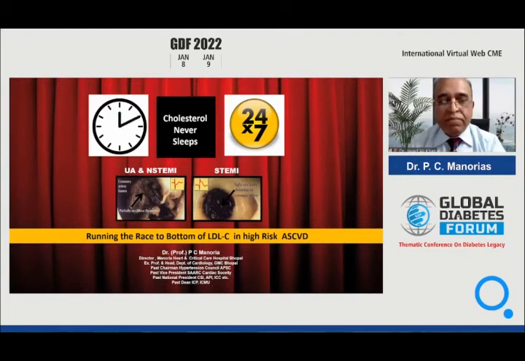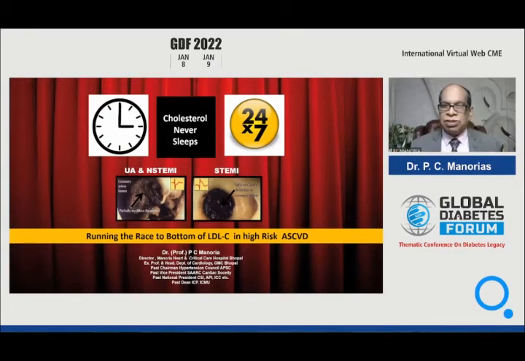All of us know cholesterol never sleeps. It works 24/7 into 365 and is the main culprit for atherothrombosis, which is the leading cause of cardiovascular morbidity and mortality. And therefore, newer and newer strategies are being designed to target LDL cholesterol. So this is the new strategy, running the race to the bottom of LDL.